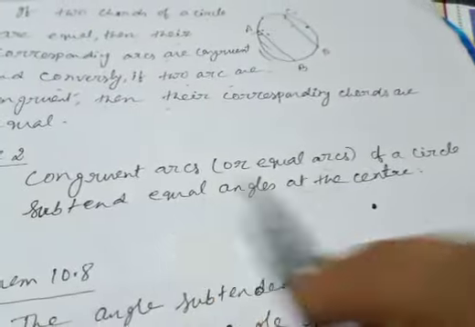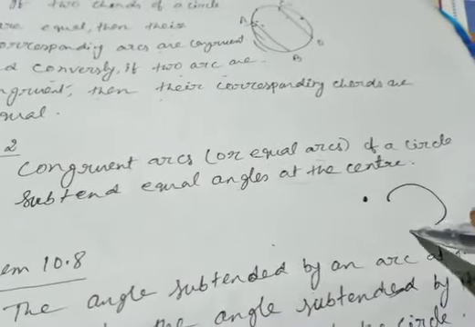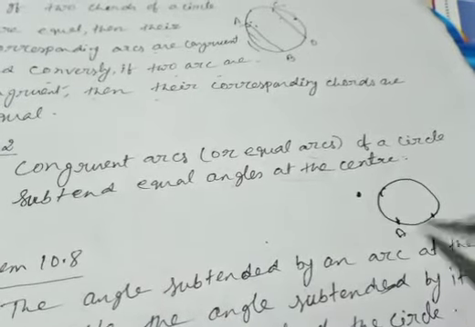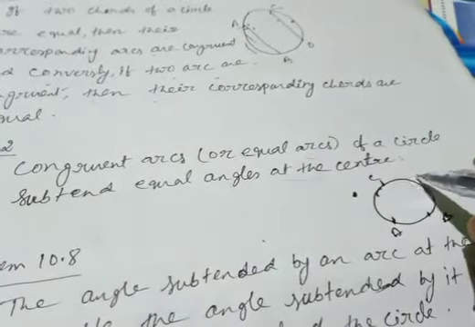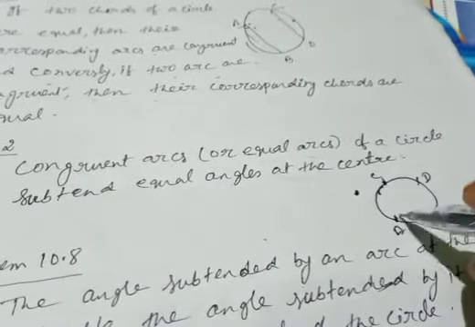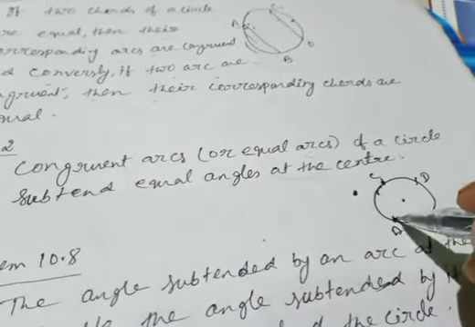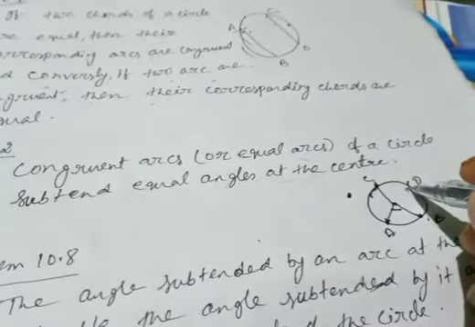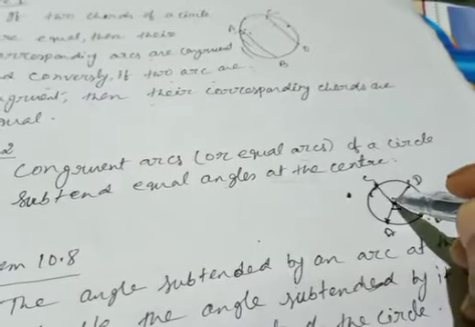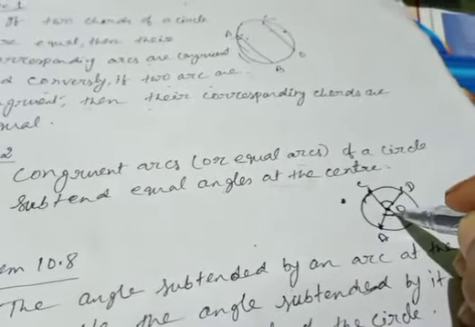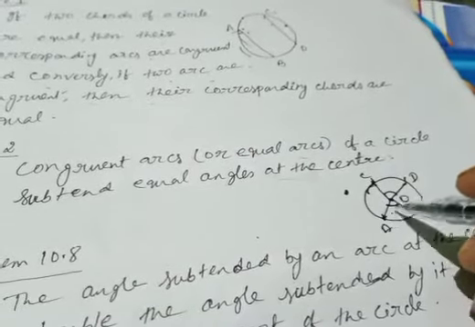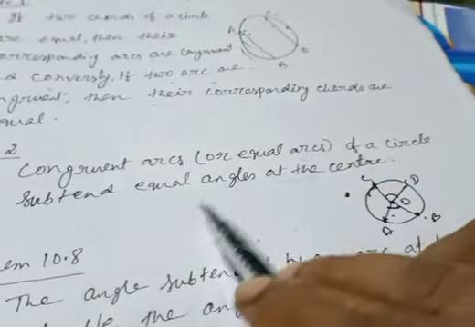Clear? So when I have explained note 2, now you will understand this one easily. Angle subtended by equal arcs. Suppose this is arc AB and this is arc CD, and they are equal. If they subtend angles at the center, you can write this angle and this angle are equal because arc CD and arc AB are equal or congruent. This is called congruent arcs of a circle subtend equal angles at the center.